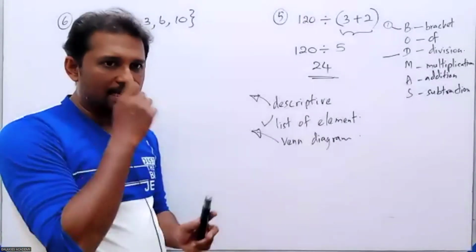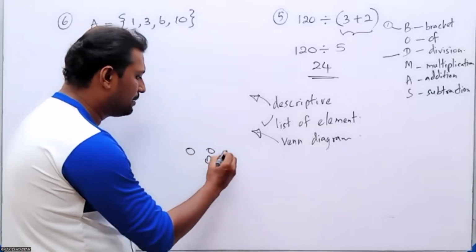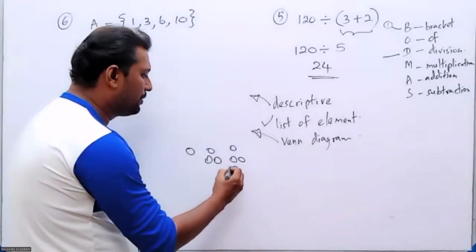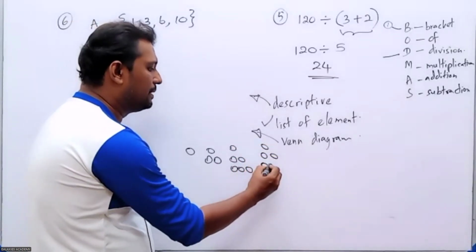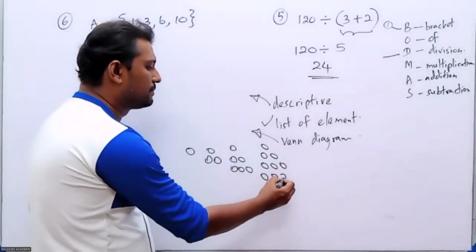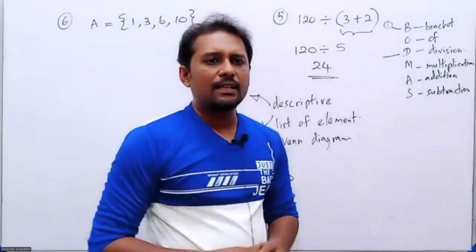Do you remember triangular numbers? This is the first triangular number. This is the second triangular number. Third triangular number. Right? Fourth triangular number. So these are the triangular numbers. But there is a limit.